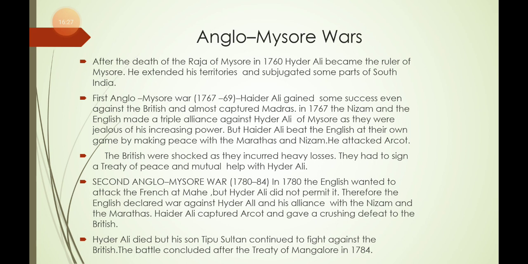But Hyder Ali beat the English at their own game by making peace with the Marathas and the Nizam with territorial gains. The British were outwitted by the plan of Hyder Ali, who made peace with the Marathas and the Nizam by giving some territories, and then turned against the British. He attacked Arcot.